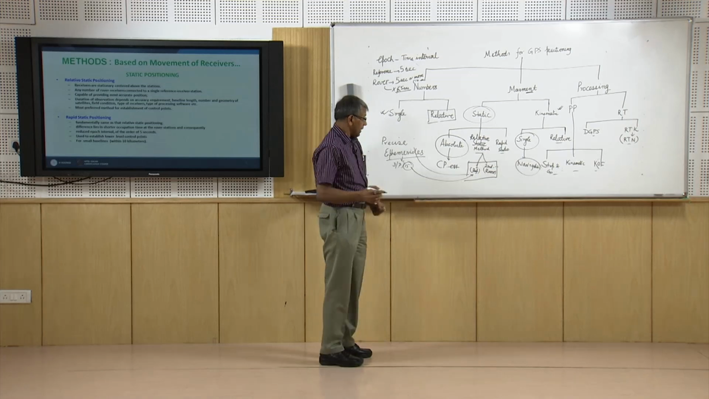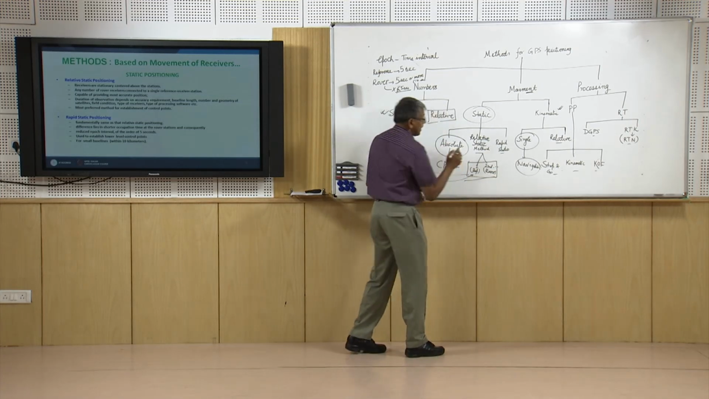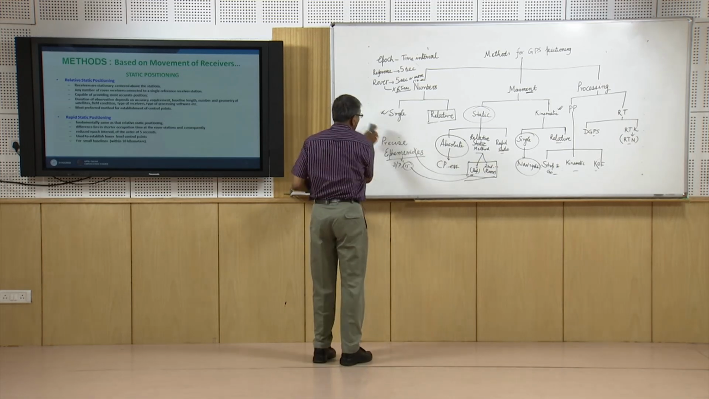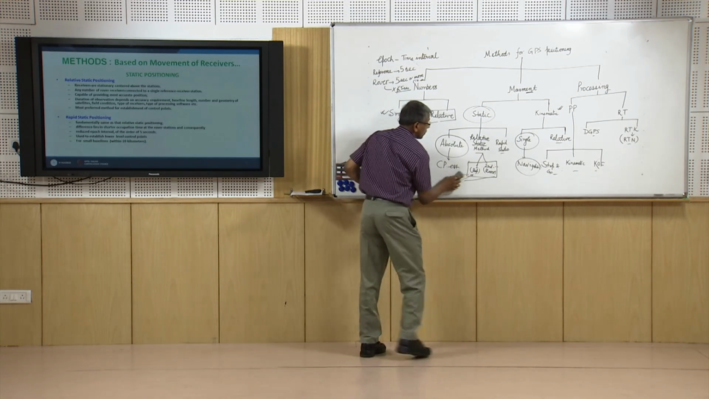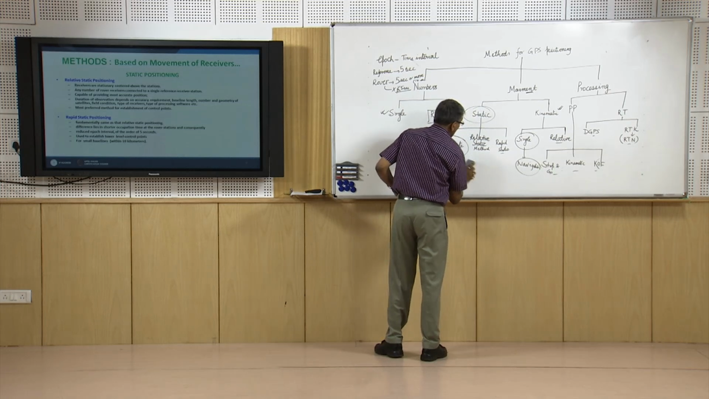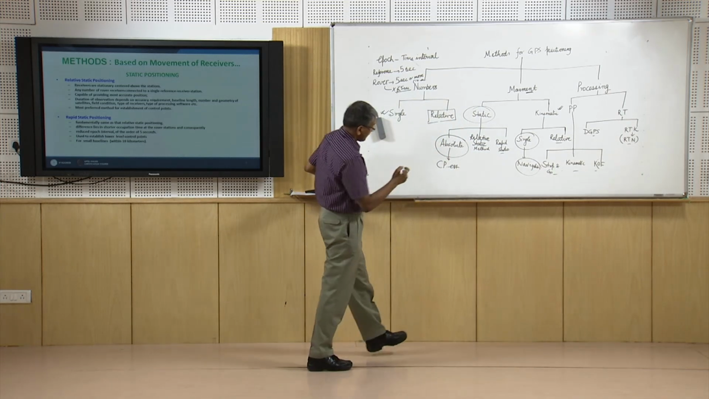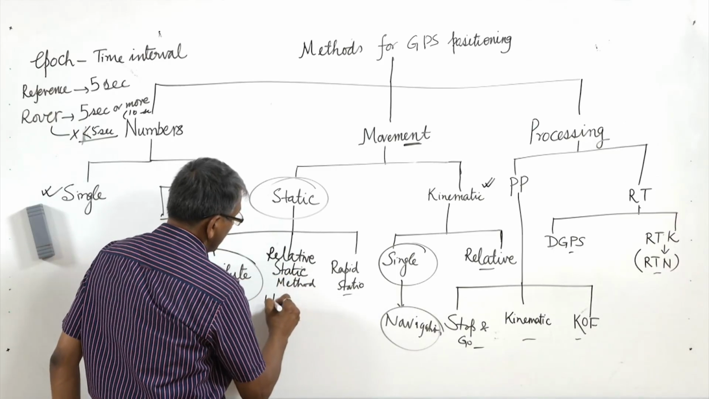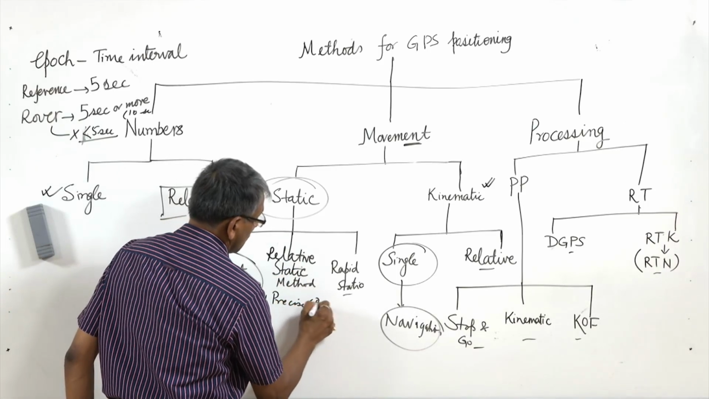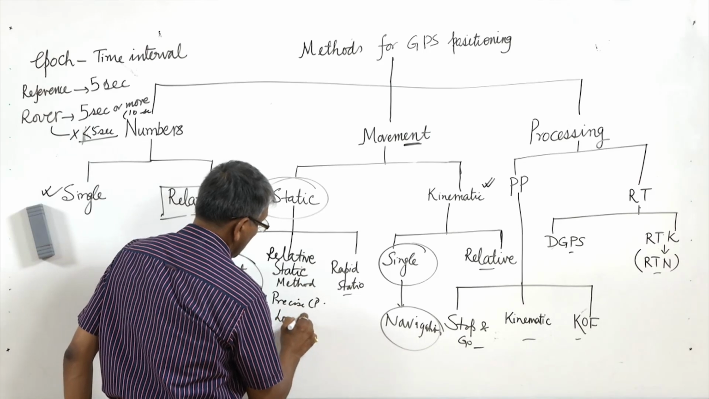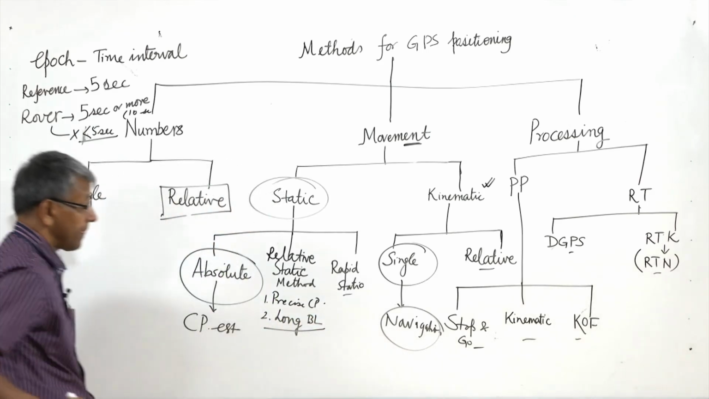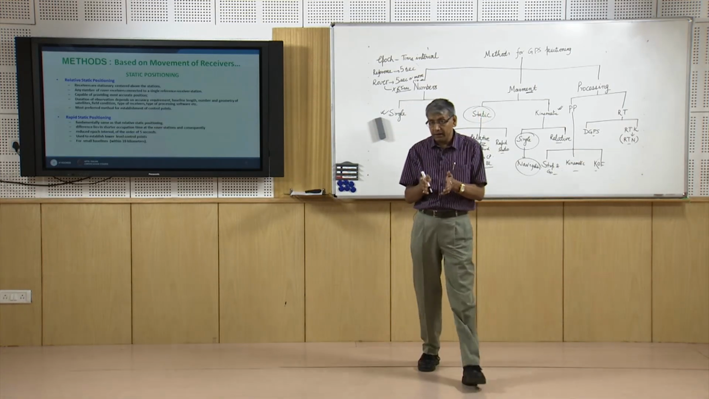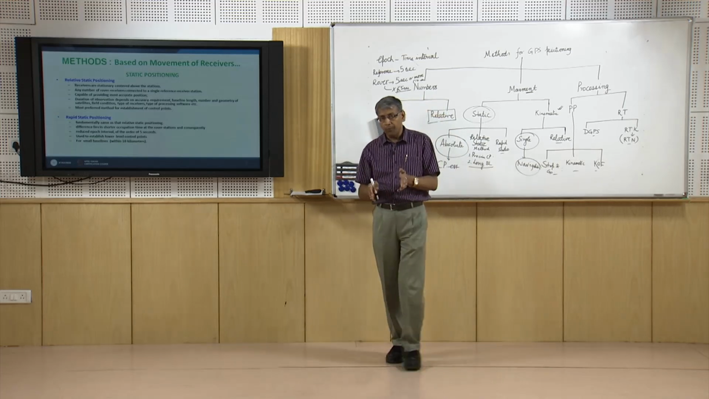And this type of method is used for establishment of best control points, or when the baseline lengths are very high. So for long baseline lengths or for very precise control point positioning, we go for relative static positioning, for precise control points and long baselines.